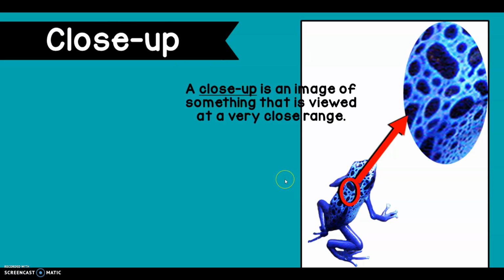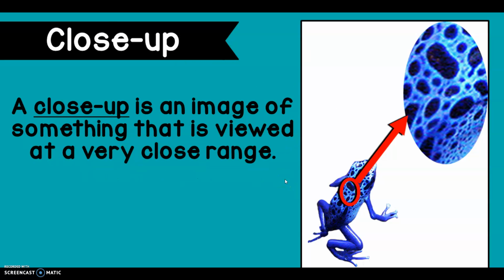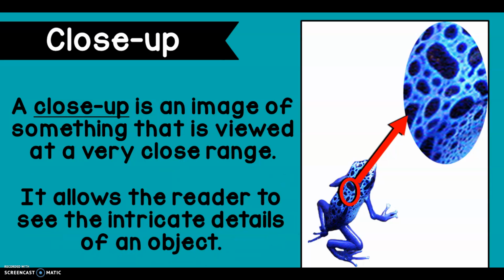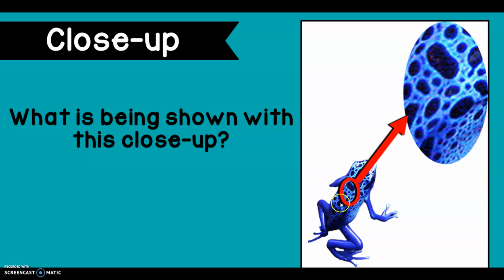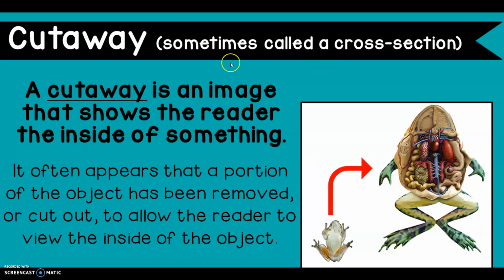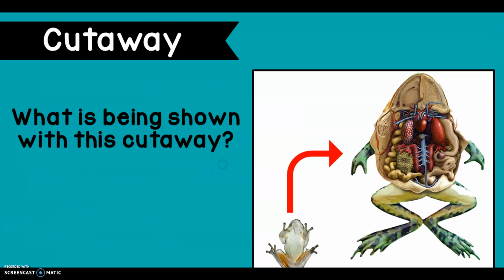Another type of text feature is a close-up. A close-up is an image of something that is viewed at very close range. It allows the reader to see the intricate details of an object. So here you're seeing the skin of a frog that's been zoomed in. You also have what's called a cutaway. A cutaway is an image that shows the reader the inside of something. Cutaway is also known as the cross section. It often appears that a portion of the object has been removed or cut out to allow the reader to view the inside of the object. So what this cutout shows us is the organs of the frog, right?